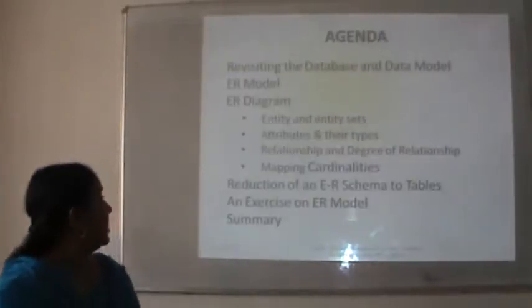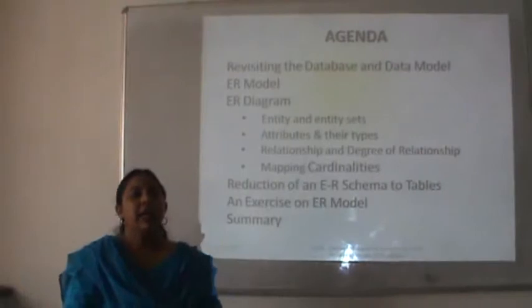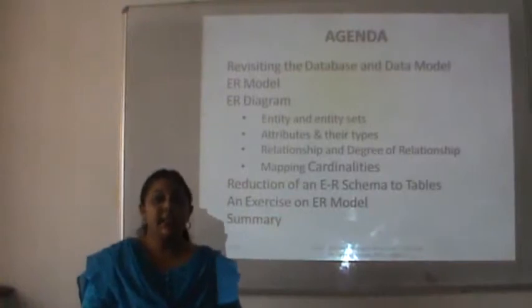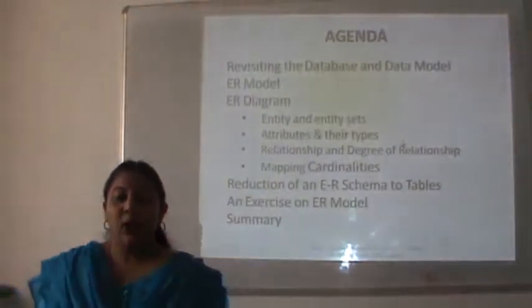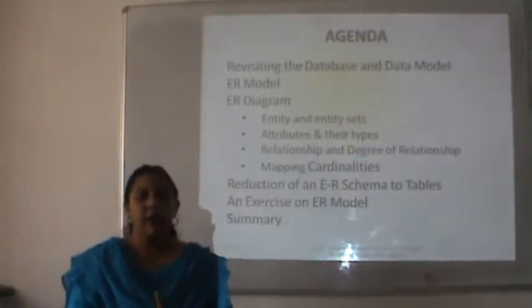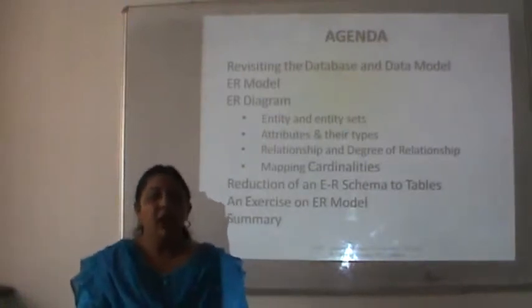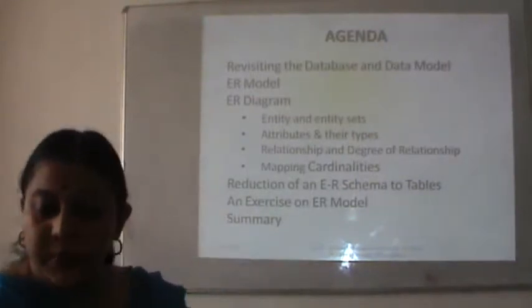The agenda for today is revisiting the database and the data models, entity relationship model, entity relationship diagram, in which we will study what entities are, what are the entity sets, attributes, and the types of attributes, relationships, and the degrees of the relationships, mapping cardinalities, and then we will try reducing the entity relationship diagrams into the relational tables. We will also do a small exercise on the ER model, and then we will summarize the lecture.